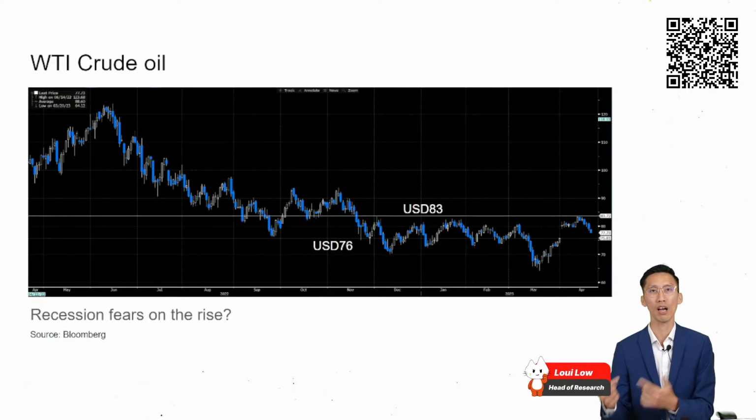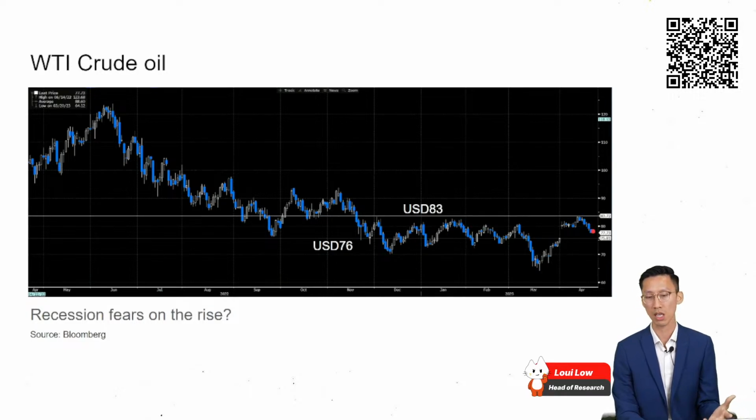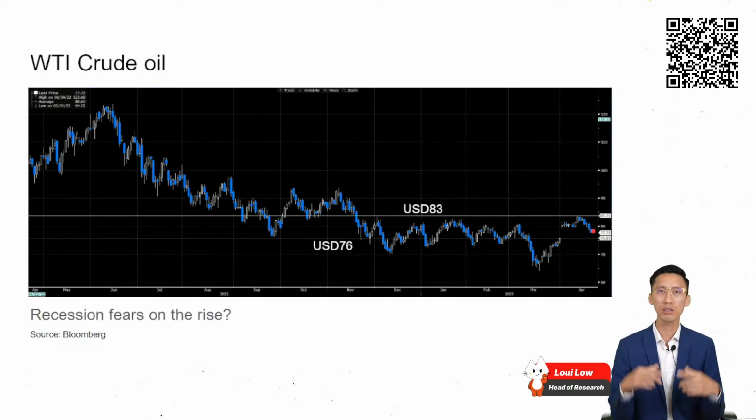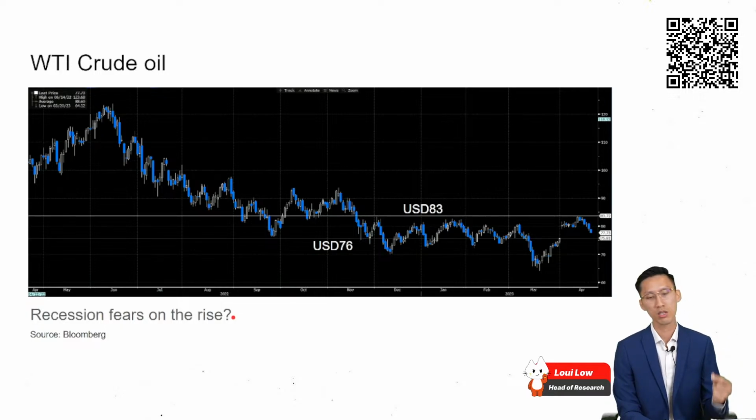But what happened after that, as you can see on the chart, is that it is falling back from 83 towards 77. So are they pricing in a different set of factors into this WTI crude oil? Are they factoring in a potential recession? Is that what they are trying to do right now? So the question is, are we heading into a recession? That is a very, very important question.